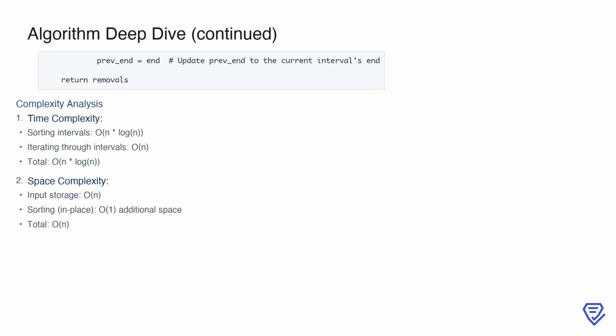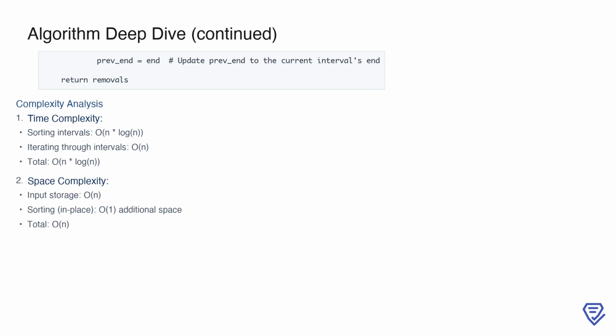In the final part of the implementation, when we encounter a non-overlapping interval, we update prev_end to the end time of the current interval. This update ensures that we continue to track the most recent non-overlapping interval as we move forward.